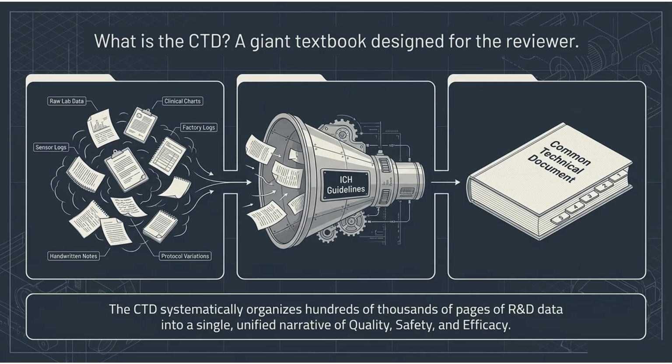Slide 2. What is the CTD? First, what exactly is the CTD? Simply put, it's a giant textbook designed specifically for the reviewer. Developing a new drug generates hundreds of thousands of pages of R&D data, ranging from raw lab data and sensor logs to clinical charts and factory logs. The CTD systematically organizes this massive amount of scattered information into a single unified narrative of quality, safety, and efficacy.